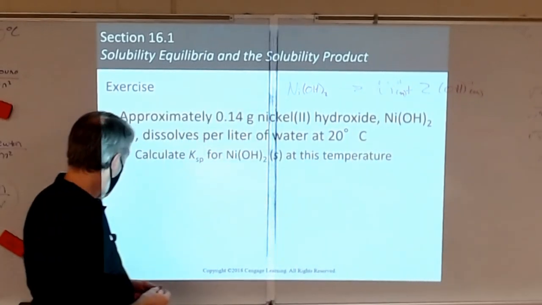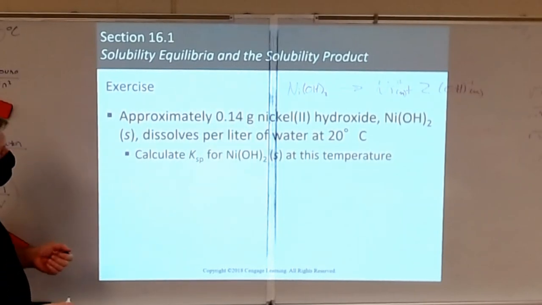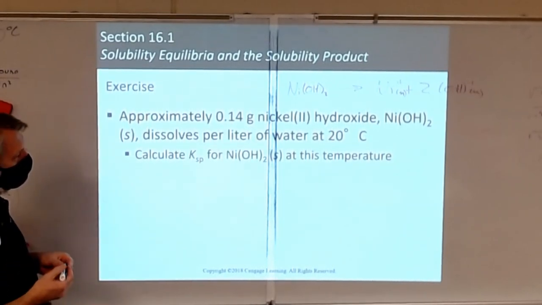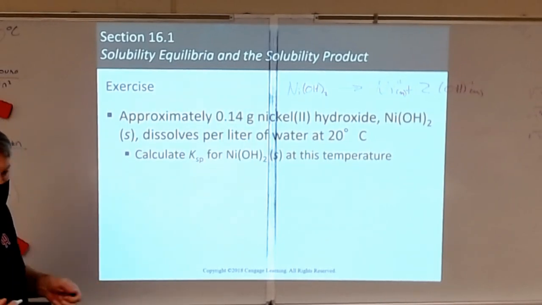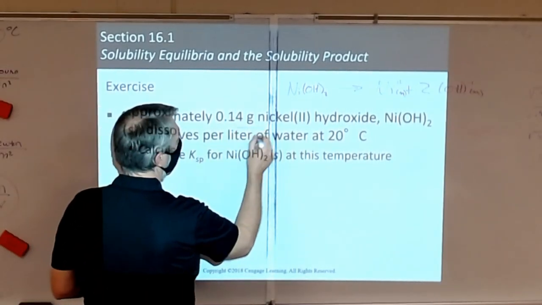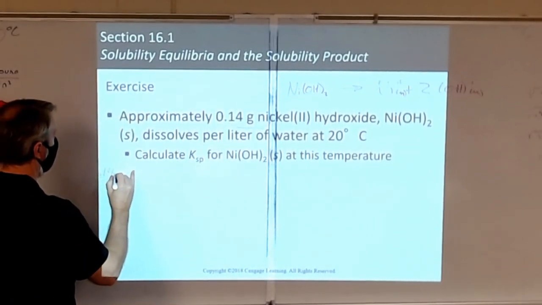So now how might we write this? So KSP, okay? So I know 0.14 grams. What do I need it in terms of? I need it in terms of moles. And so in order to go from grams to moles, I need to do what? I need that good friend molar mass. So 0.14 grams.